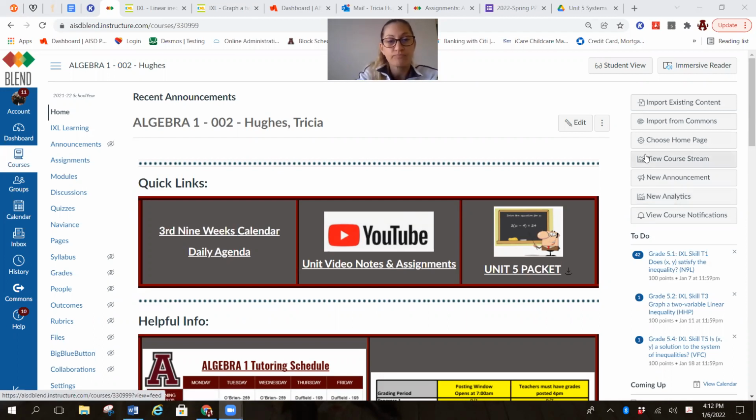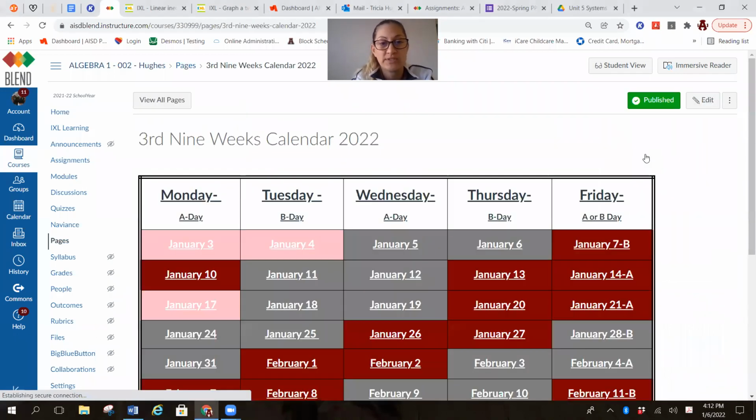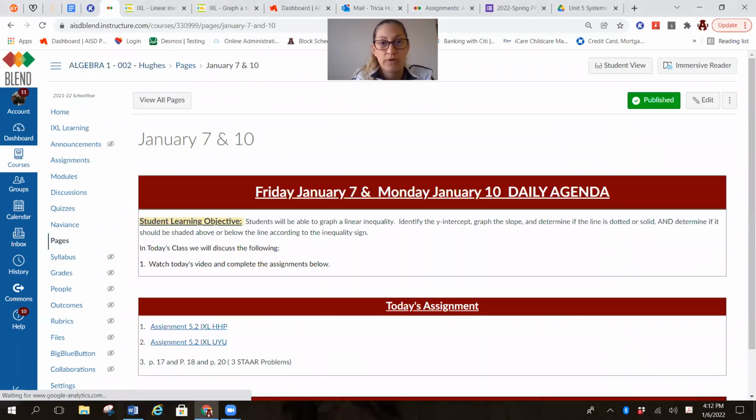Here we are. Let's click on our third week's calendar agenda and January 7th. Students will be able to graph a linear inequality, identify the y-intercept, graph the slope, determine if the line is dotted or solid, and determine if it should be shaded above or shaded below the line according to the inequality sign.